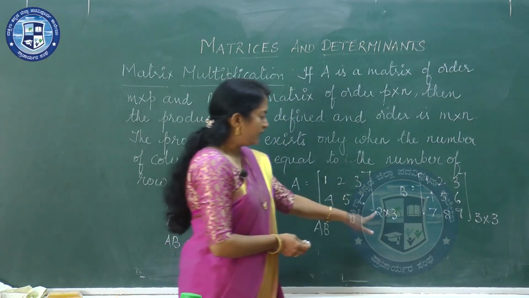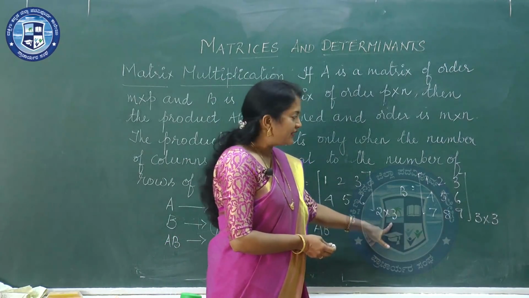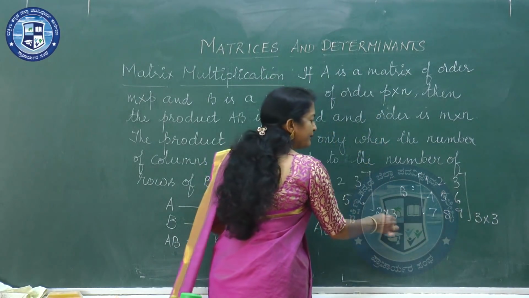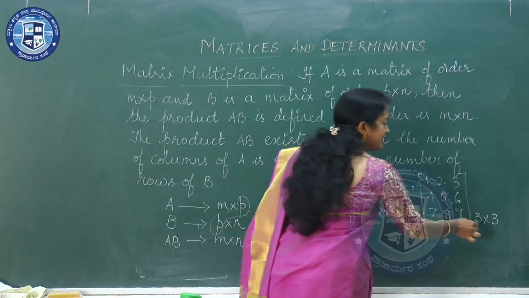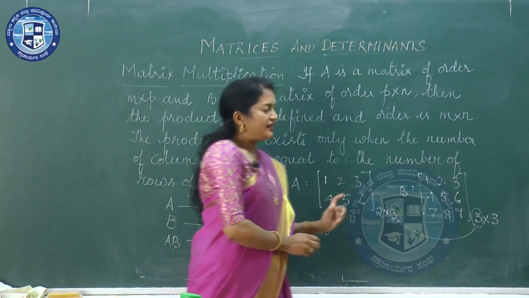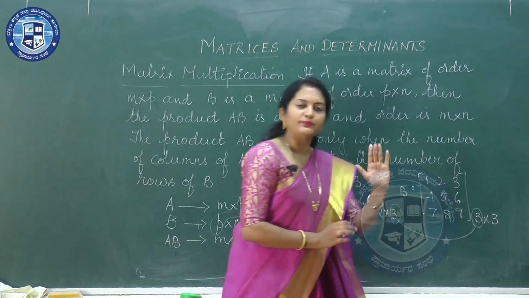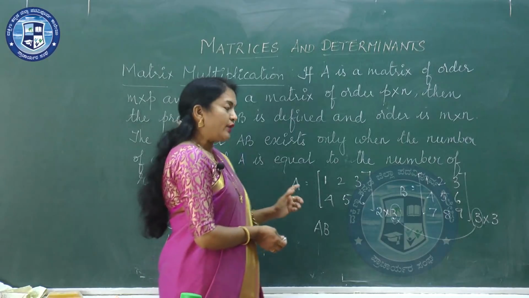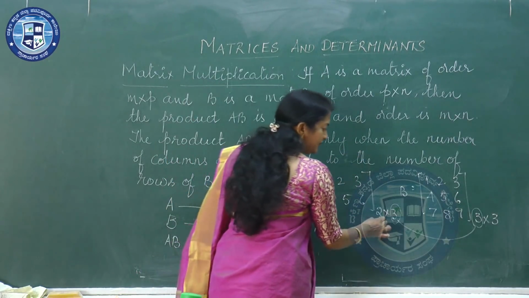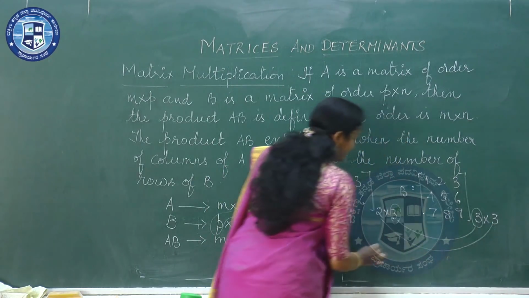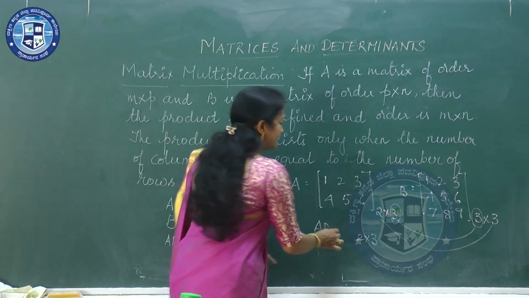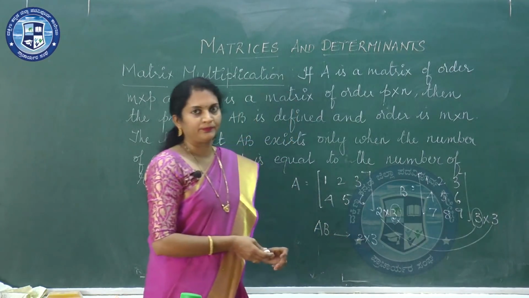We will see. This matrix is of order 2 by 3, and this matrix is of order 3 by 3. Here the number of columns is equal to the number of rows. Whenever these two are equal, the product exists. Now what is the order of the product AB? That is nothing but 2 by 3. 2 by 3 will be the order of the product matrix AB.